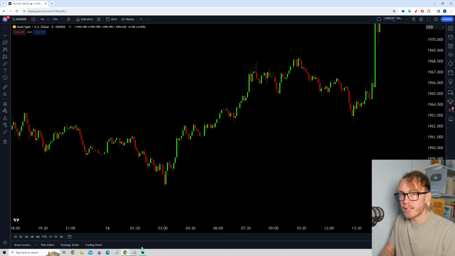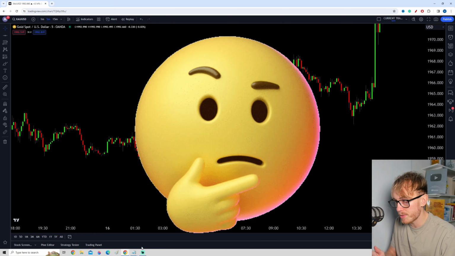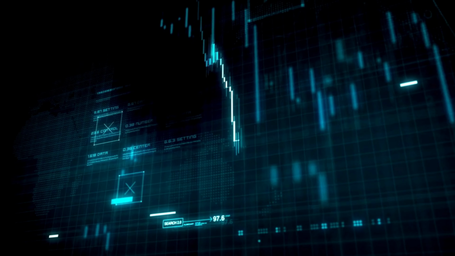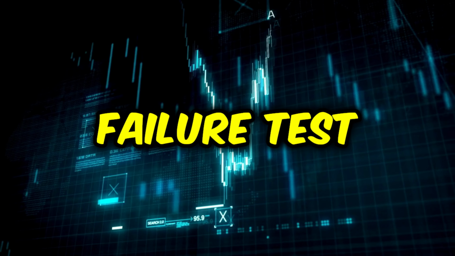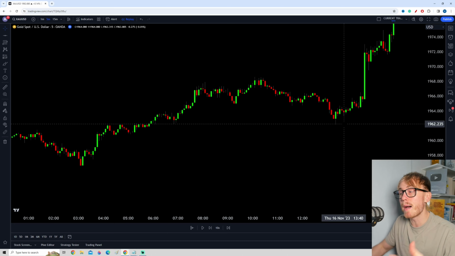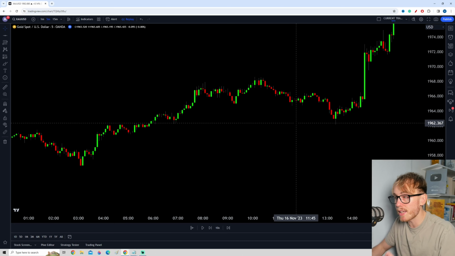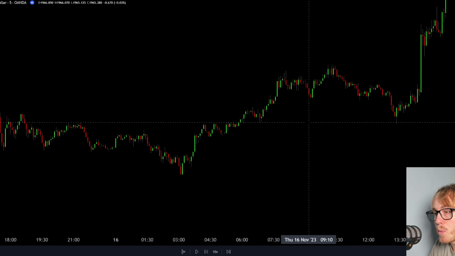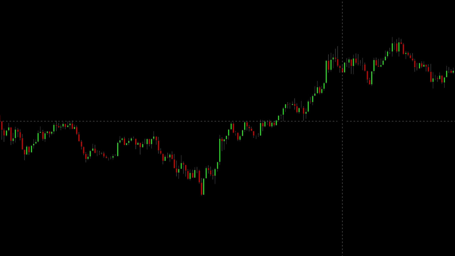And before we take a look at the indicator you need for this strategy, we need to understand a few concepts. The first thing we need to understand is something called a failure test. A failure test is a move that happens frequently in markets, and to identify a failure test, we first need to identify a key level.